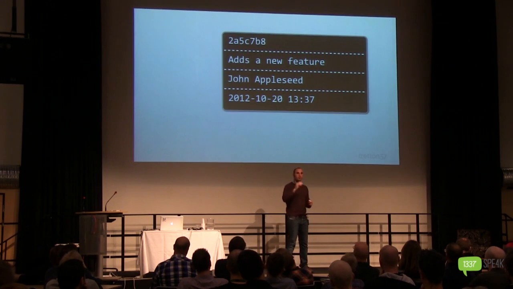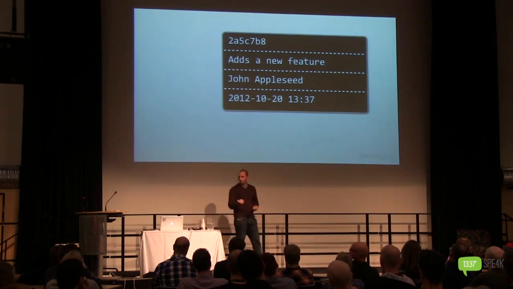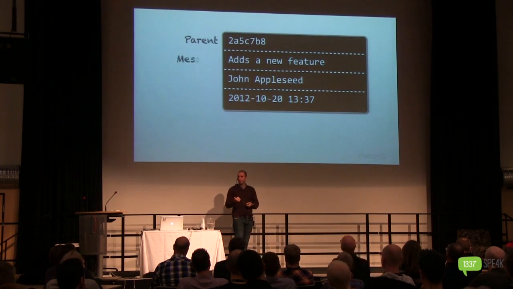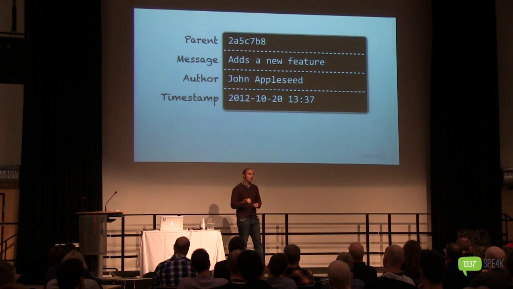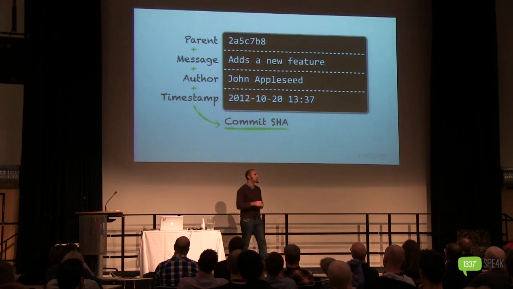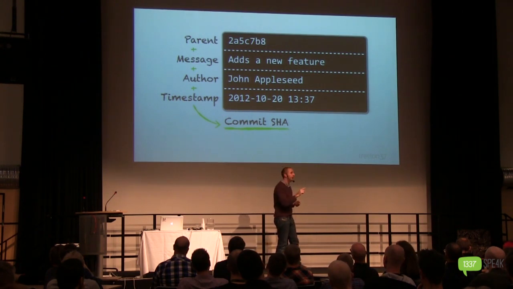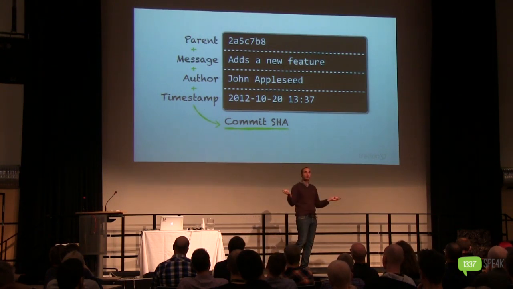So this is the information that's inside a commit. As I said, the ID, that's the reference to the parent. Then there is the actual message, who made it, and the timestamp. All this information is summed together and creates a new hash. But this time it's not a snapshot hash, it's the hash of the metadata. And that's going to be different on different machines.